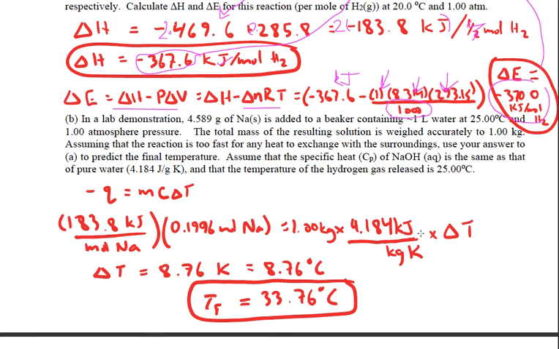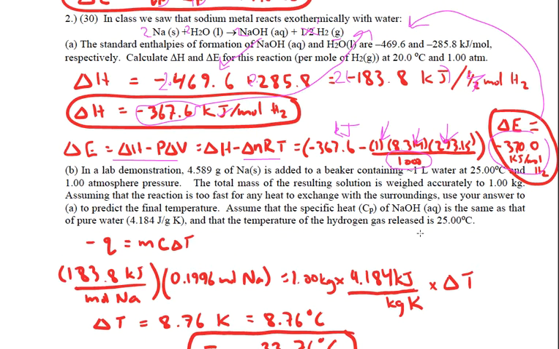Moving on to part B. In this particular example, it draws on the reaction above, and it gives you a defined amount of sodium being added to a beaker of 1 liter at a certain temperature and pressure. Then what you need to do is figure out what the temperature rise in the calorimeter is going to be. We know the temperature is going to go up because it's an exothermic reaction. Delta H is very negative.